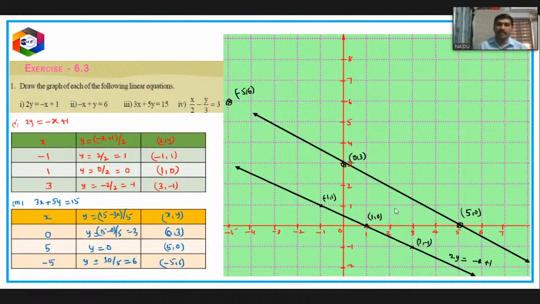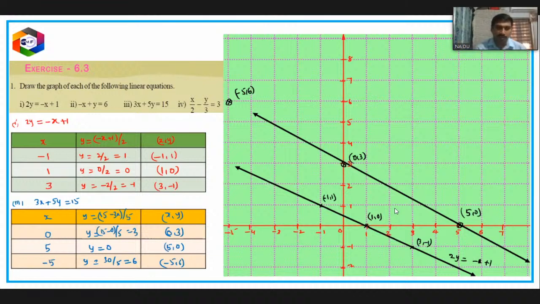I think it is clear, children. To draw any straight line, if you have 2 points, it is possible to draw the line. But what I will suggest is that you take at least 3 points, minimum 3 points or more than that, then definitely you will get the graph correctly without any deviation. I think, children, it is clear for you.